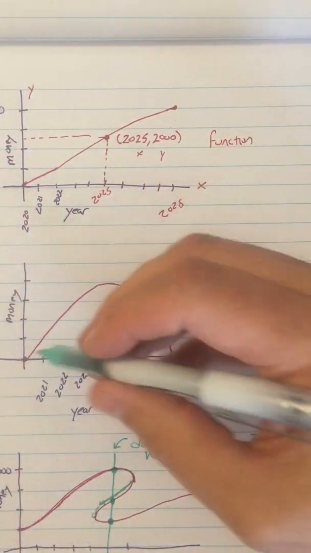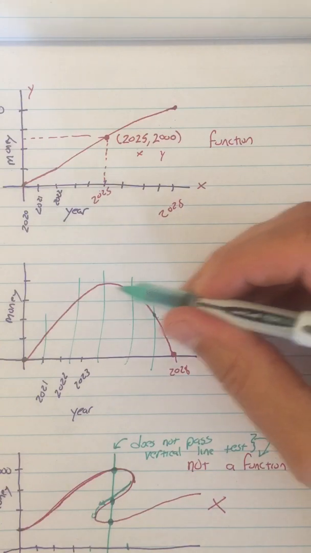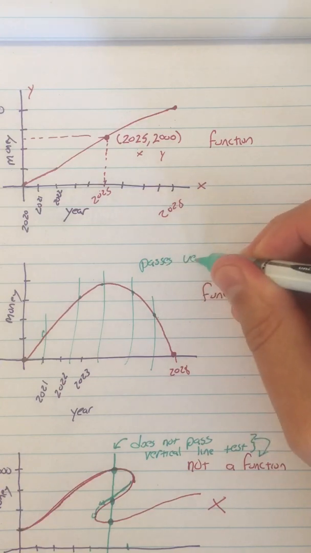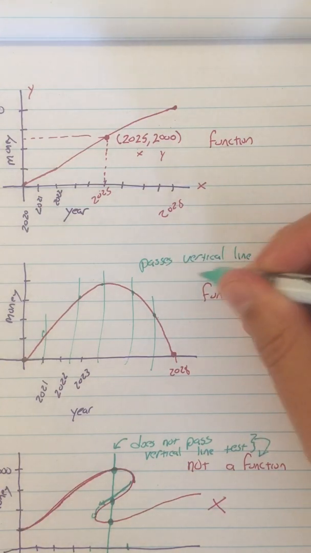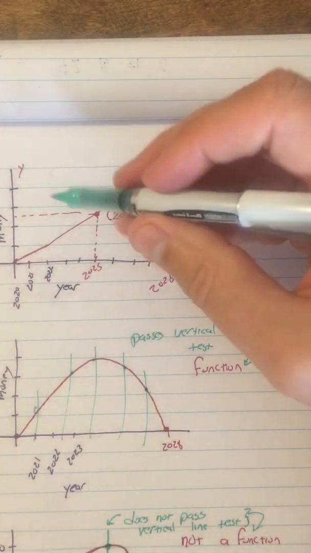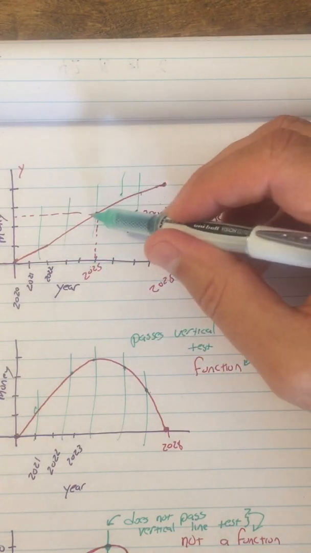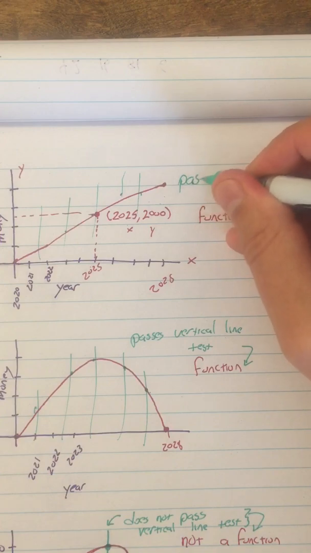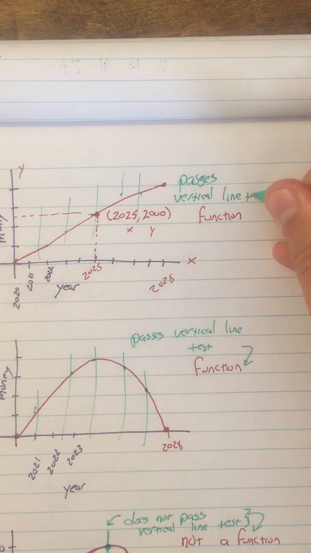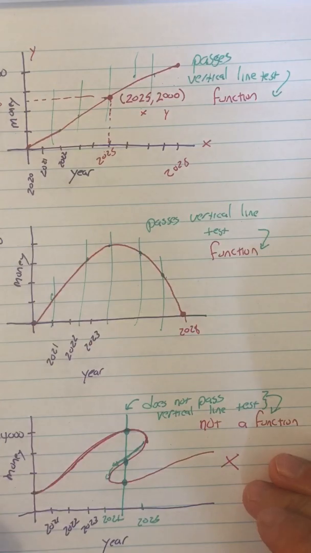All right? These ones, anywhere I draw a vertical line can only hit the graph one time. So we say it passes the vertical line test, and so it is a function. All right, this one passes the vertical line test. Anywhere I put a vertical line, it can only hit one time, so it passes the vertical line test. So it is a function. So that's the first thing. Is it a function or is it not a function?